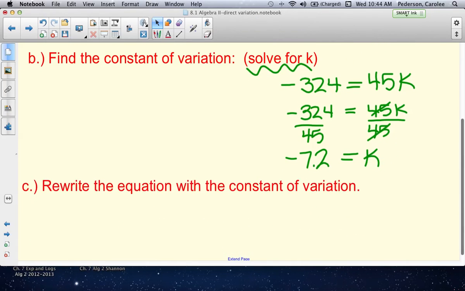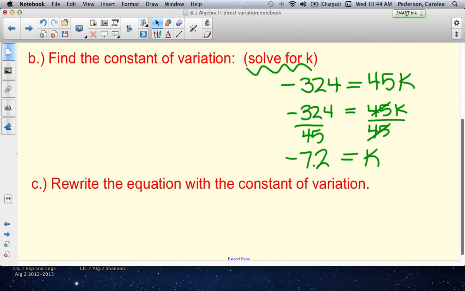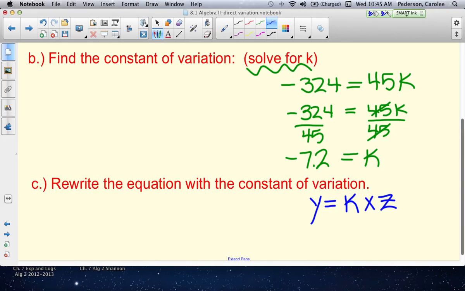Part C is to rewrite the constant of variation in the joint variation equation. So the general equation, again, remember, was y equals kxz. We just substitute that value in. Y equals negative 7.2xz.